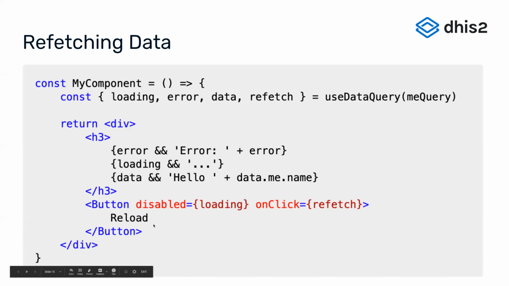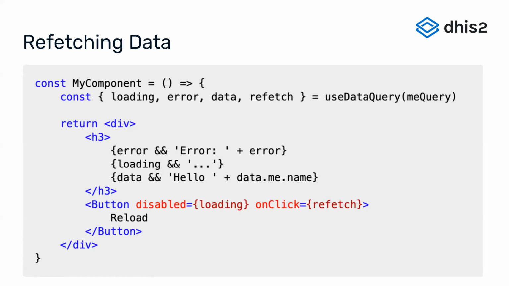And then we have a button. So this button is disabled while we're loading, so we can't try to reload something that's already in the process of loading. And when we click that button, which the text of that button is reload, it will refetch the data across the network. So in this case, we'll get a loading state. It will have the loading text rendered in this H3 tag. Then we'll get either an error or data state.